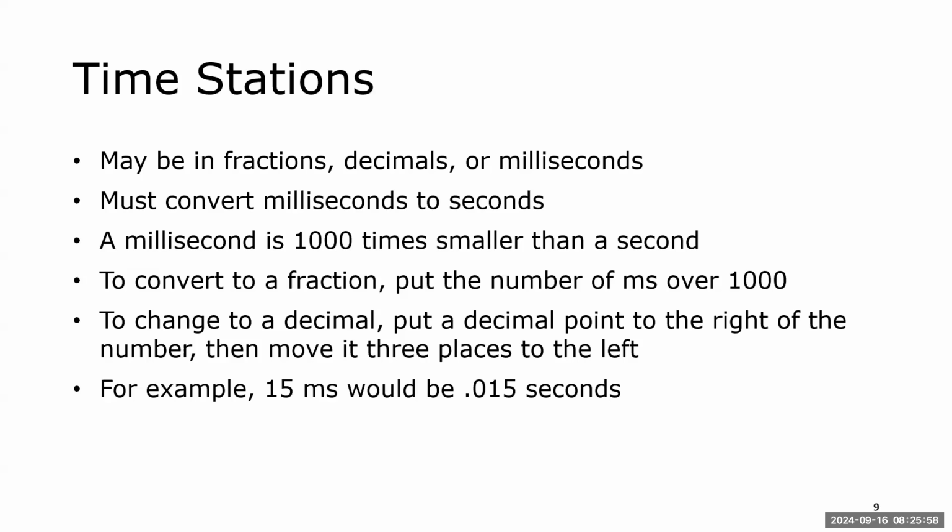Again, to convert to a fraction, you just put the number of milliseconds over 1,000. To change to a decimal, put a decimal point to the right of the number, then move it 3 places to the left. That's when you're converting milliseconds to seconds. For example, 15 milliseconds would be how many seconds? And the better way to write that would be to put a 0 in front of the decimal place. That's the more proper way. So 15 milliseconds would be 0.015 seconds.